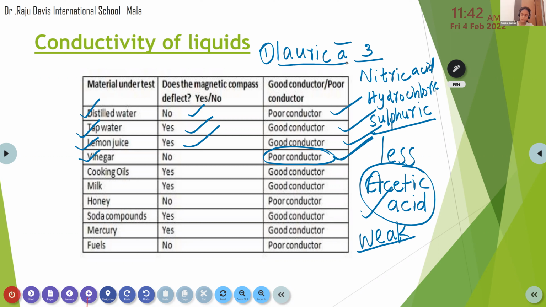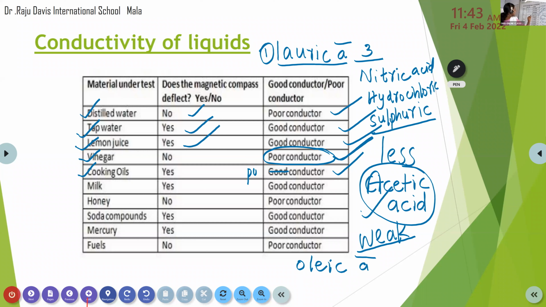Then we use sunflower oil. It's a vegetable oil. Which acid is present in this sunflower oil? Oleic acid. Okay. This contains oleic acid. So this cooking oil also contains acid. But this is not a good conductor. This is a poor conductor.